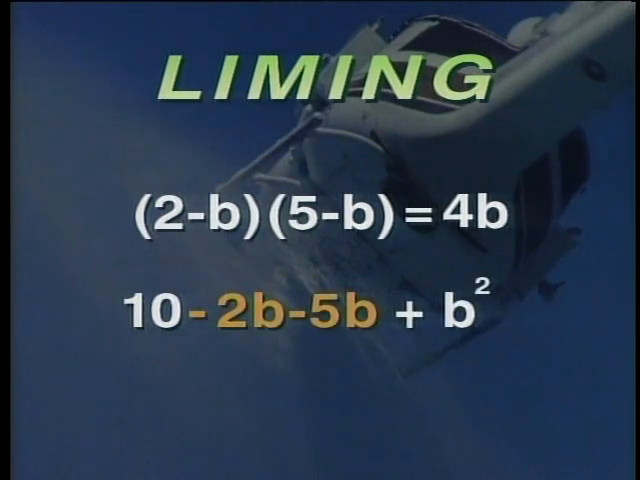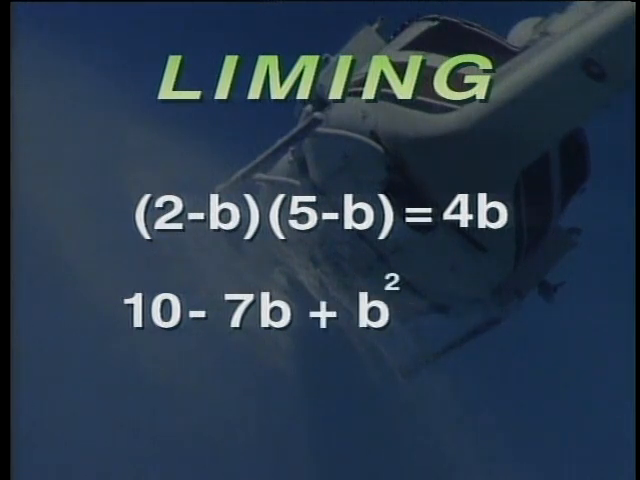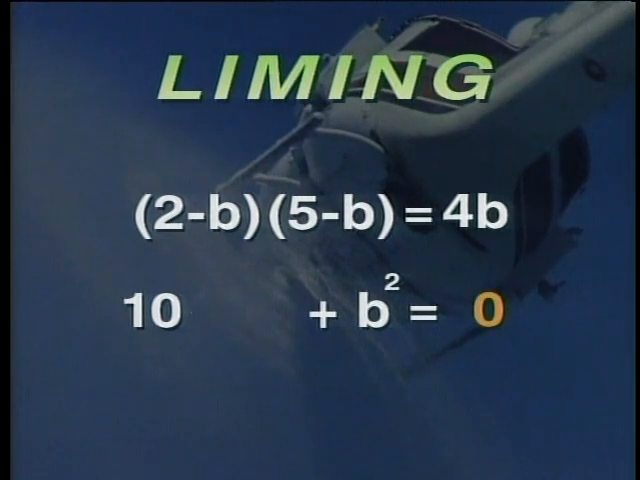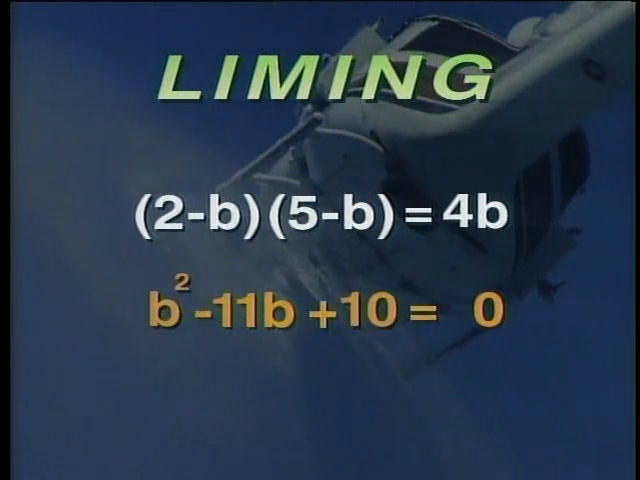We'll combine negative 2b and negative 5b to get negative 7b. And this equals 4b. Do you recognize this? It's a quadratic equation. It will be clearer in standard form. First, we'll subtract 4b from both sides, making this side equal to 0. And on this side, we get negative 11b. And now we'll rearrange the order of the terms.